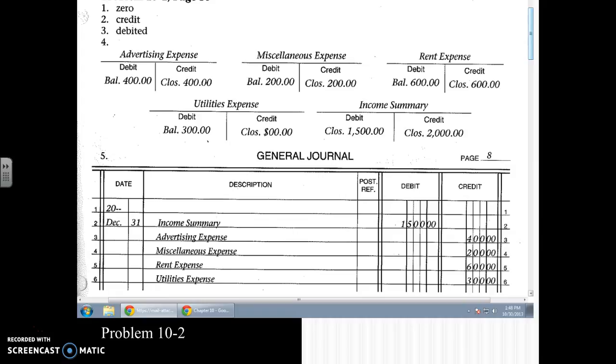All right, let's take a look at closing out the expenses. So in problem 10.2, we notice that we have expense balances for advertising of 400, 200, 600, and 300. So to close those out, we would debit income summary for the sum of all of our expense balances, which is 1,500, and then credit each expense account that we have in our chart of accounts for their balance. Advertising expense 400, miscellaneous expense 200, rent expense 600, utilities expense 300. That now makes our expense accounts zero. They are closed out.